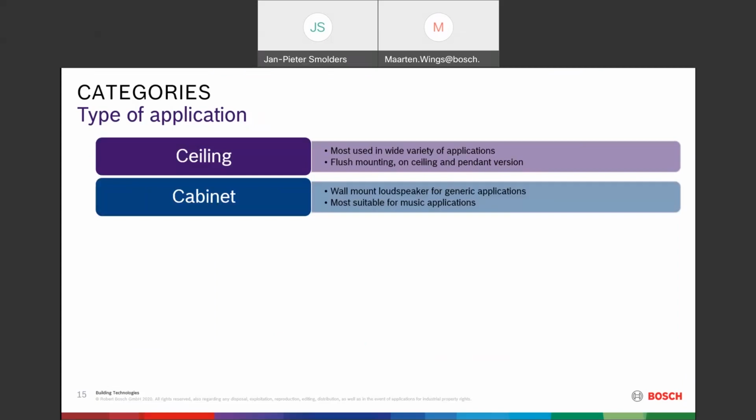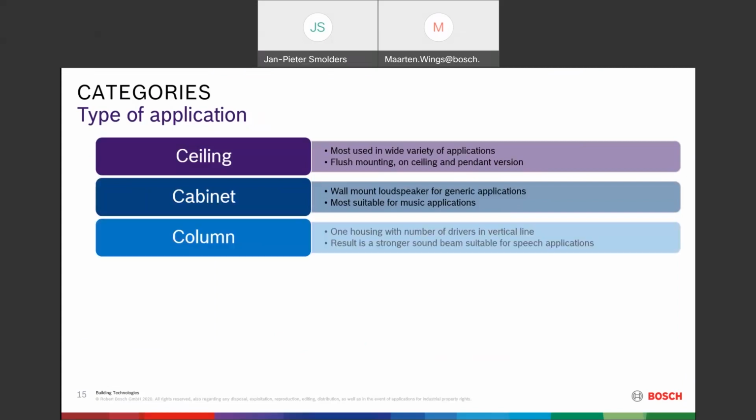Cabinet loudspeakers, most of the time wall mounted, are good for music applications. They most of the time have a good frequency response. Column loudspeakers are one housing with a number of drivers in a vertical line. That will give you a stronger sound beam, and you can steer that beam to the listening plane, the place where people are standing or sitting.